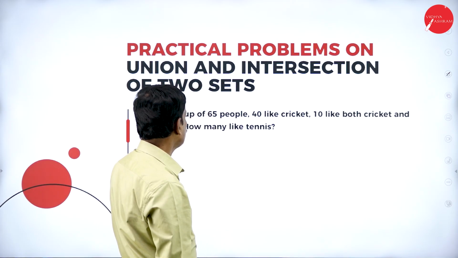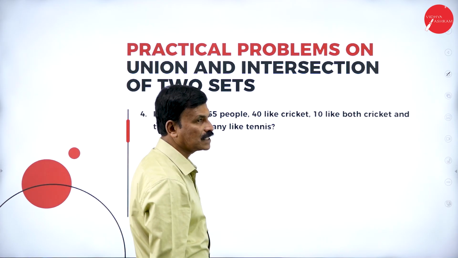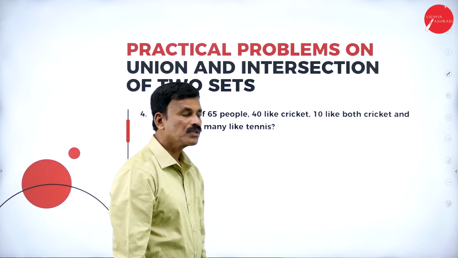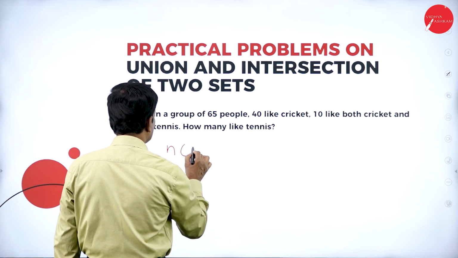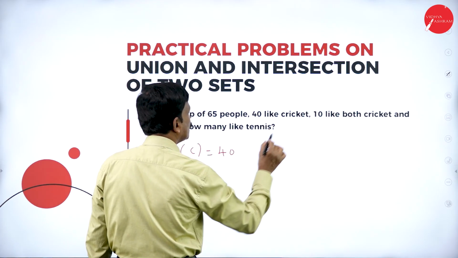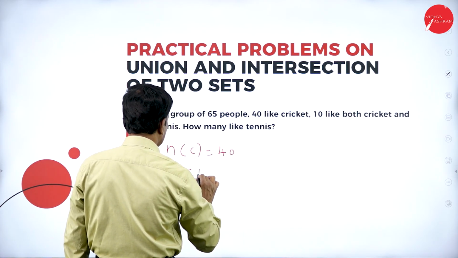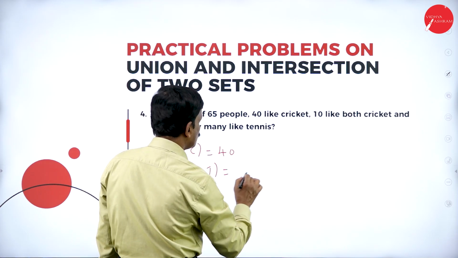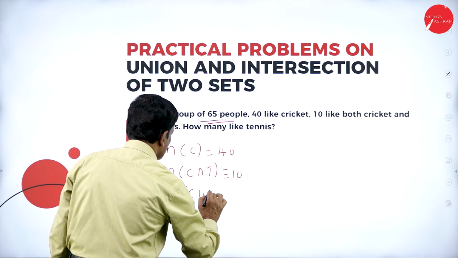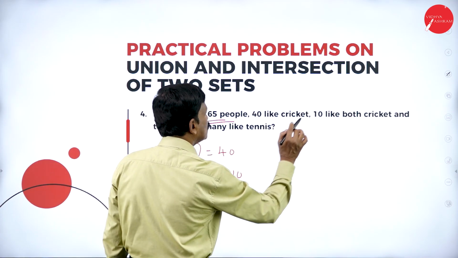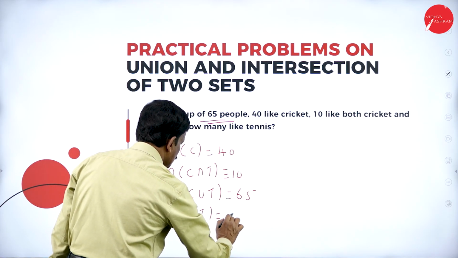In a group of 65 people, 40 like cricket, 10 like both cricket and tennis. How many like tennis? Right. So, in a group of 65 people, 40 like cricket. Number of students who like cricket is 40. Then 10 like both cricket and tennis. Cricket intersection tennis is 10. And 65 people means N of C union T is equal to 65. Then how many like tennis only? N of T is to be determined. This is the question mark.